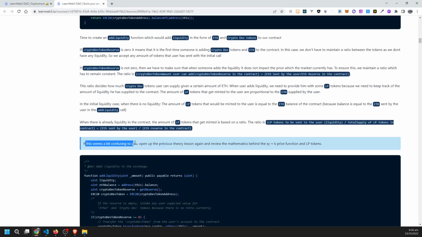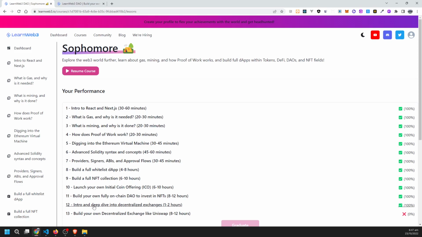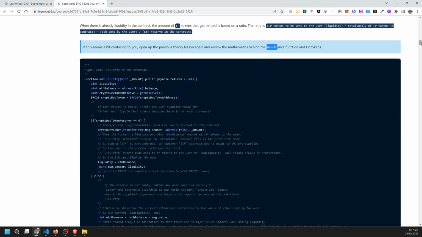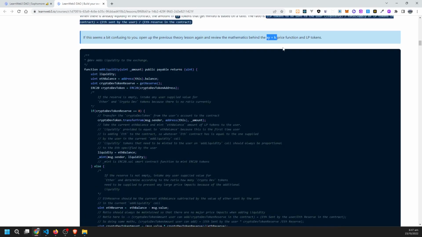If it seems a bit confusing to you, open up the previous lesson again and review the mathematics behind the x * y = k price function and LP tokens. You can check out the previous section intro and deep dive into the Uniswap exchange, where this is defined more descriptively. Now let's move on and add the addLiquidity function.